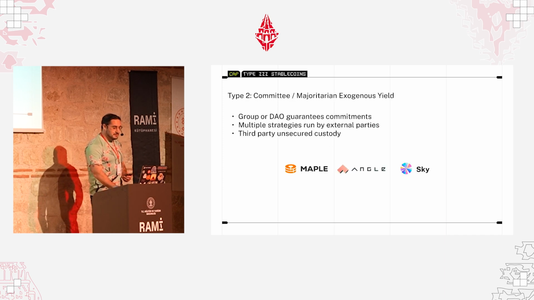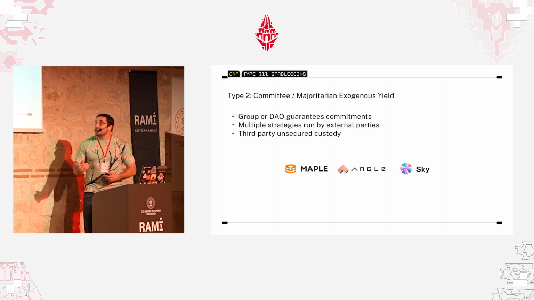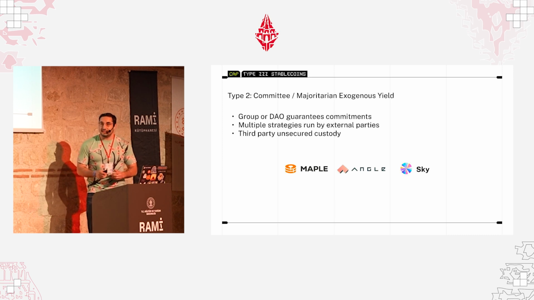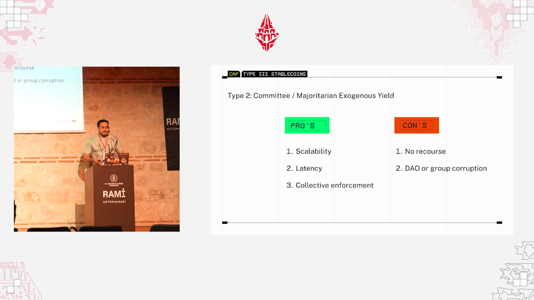So next we have type 2 stablecoins, and these are run by a DAO, group, or community. They're the ones executing the strategies, and they actually outsource it to external parties. So it's multiple strategies happening here, but at the same time, these are third parties. So the same thing as type 1 in that respect. And so the pros is these are a lot more scalable than type 1 because they're doing multiple strategies. The latency is much lower because they can adjust strategies faster, and there's collective enforcement here. So instead of just a few people deciding, it's usually like a group of 100 people. So it's a lot easier to have checks on what's going on.